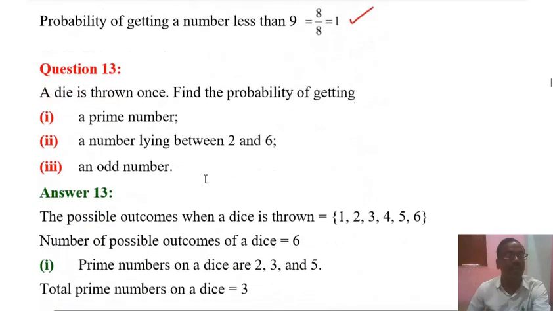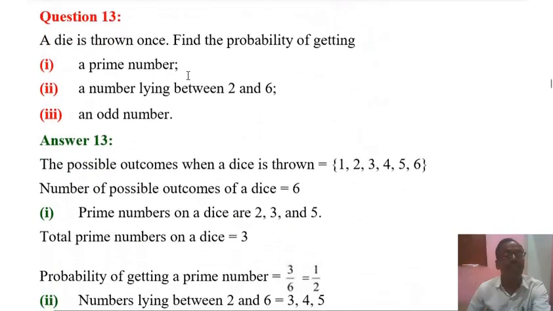Let's see question number 13. A die is thrown once. Find the probability of getting a prime number, a number lying between 2 and 6, an odd number. So here the total number of possible outcomes will be 6 in case of a dice. Prime numbers are 2, 3, 5. The number of prime numbers is 3. Here the number of favorable outcomes will be 3. 3 by 6 equals 1 by 2.